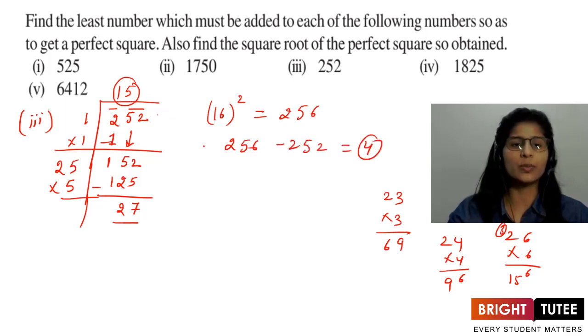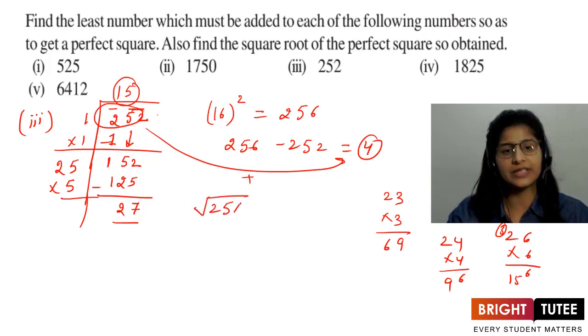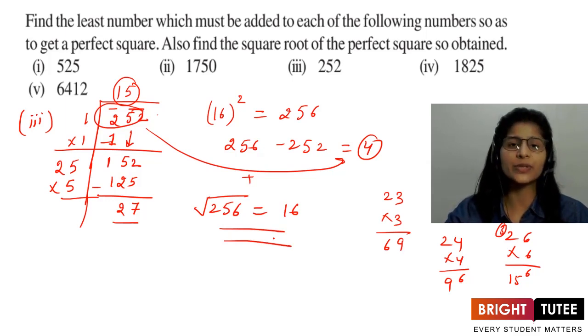We get 4. So what should be added in 252? 4 should be added in 252 so that it becomes a perfect square, and the square root of 256 will be 16. Is that clear? I hope this gives you more clarity on the concept. Practicing a lot of questions makes the concept much clearer.